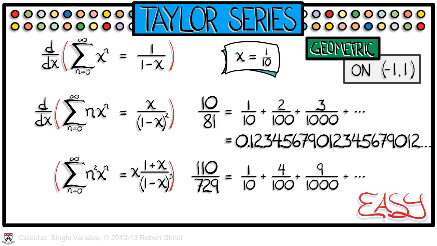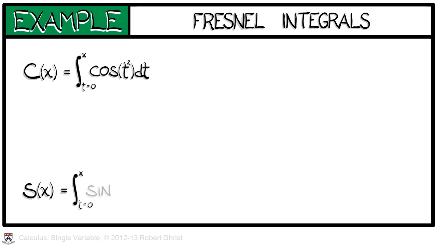Such results are very easy to obtain. You will undoubtedly recall that Taylor series can be useful in defining new functions. Consider the Fresnel integrals. C of x equal to the integral of cosine t squared as t goes from 0 to x, and a complementary Fresnel integral, S of x, that is the same but with sine instead of cosine.